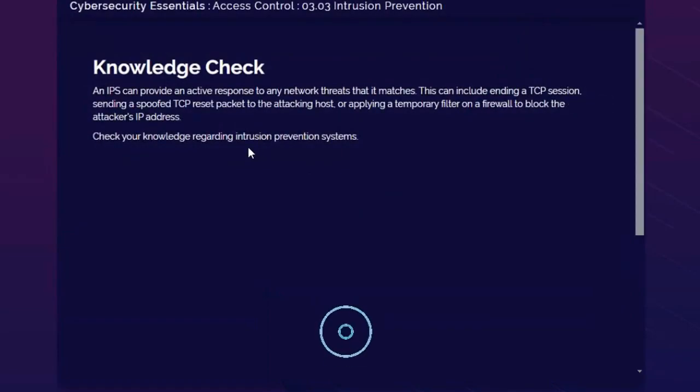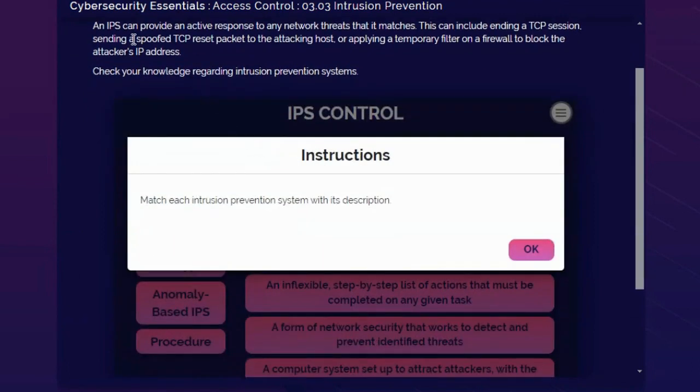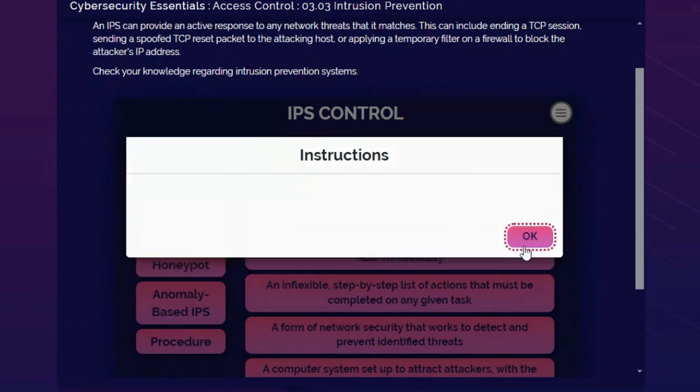All right, knowledge check. We get another one of these knowledge checks to end our lesson. An IPS can provide an active response to any network threat that it matches. This can include ending a TCP session, sending a spoofed TCP reset packet to the attacking host, or applying a temporary filter on the firewall to block the IP address. So let's check our knowledge. We've got to match each with its description.